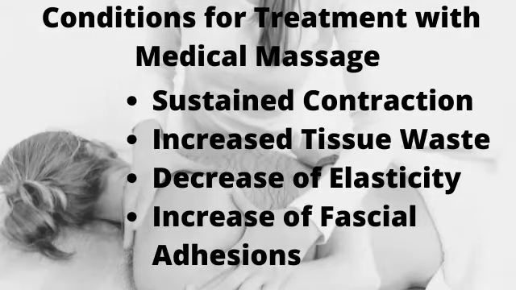So regardless of the diagnosis that someone would have, regardless of the pathology or a sustained injury, we really only treat four conditions. We treat a sustained contraction, an increase in tissue waste, a decrease of elasticity, and an increase in fascial adhesions. The reason I have it listed this way is this is how it actually happens in the body.